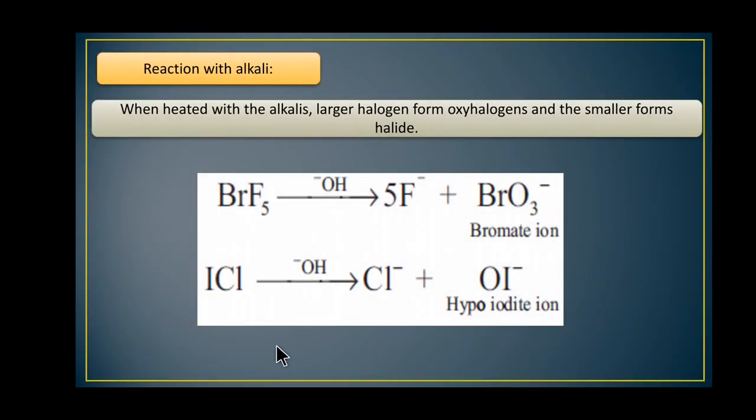And next, the reaction with alkali. When heated with alkalis, the larger halogen forms oxyhalogens and the smaller one forms halides. It's very, very important.